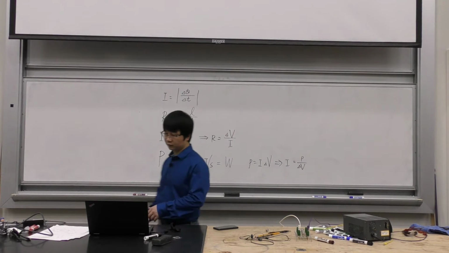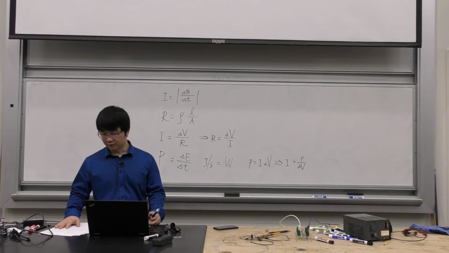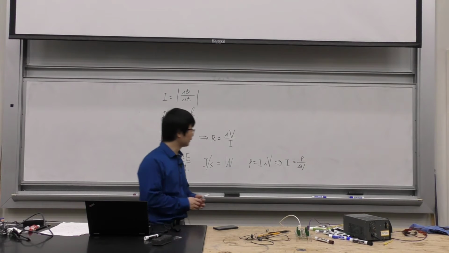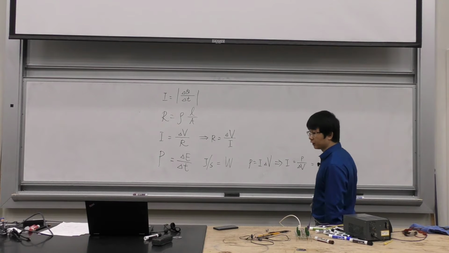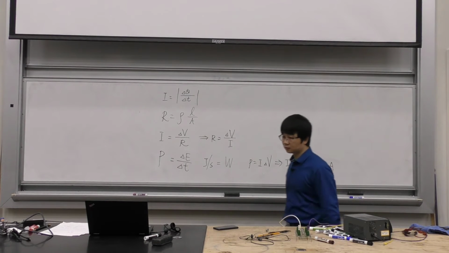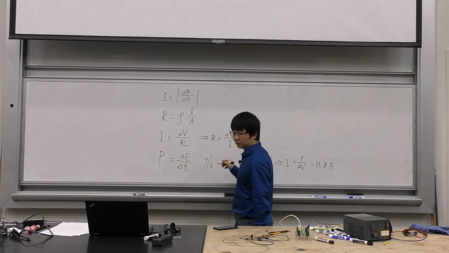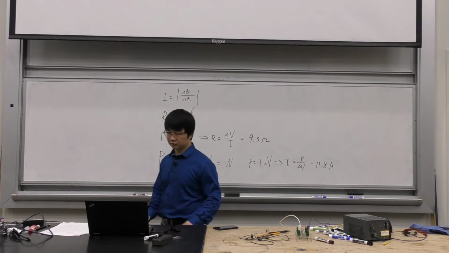Okay, very straightforward. Now you can pause the video and then find the resistance for me, all right? So this guy, you will get 11.8 amps, okay? And then you plug it into this Ohm's law, that's going to be 9.3 ohms, right? Okay, this is very straightforward.